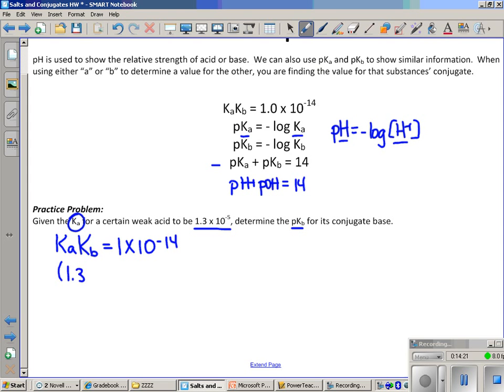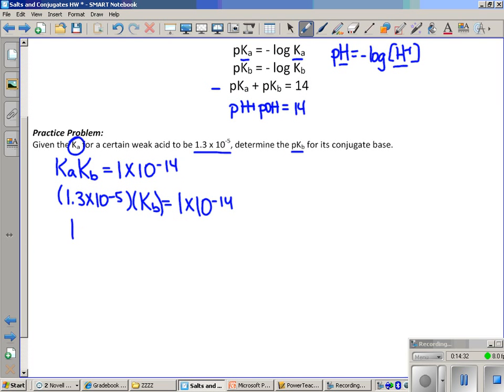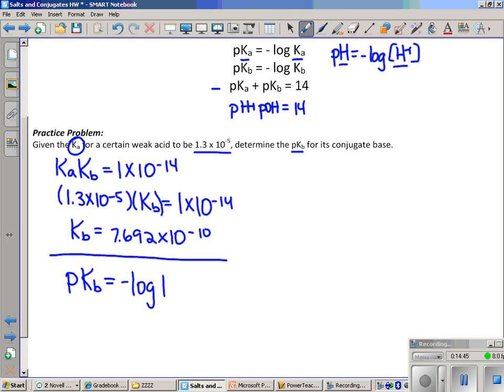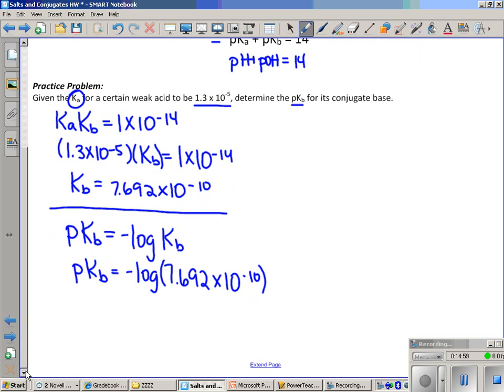So my Ka was 1.3 times 10 to the negative fifth times Kb equals 1 times 10 to the negative 14th. And then I'm just going to divide that over, and I get a Kb value of 7.692 times 10 to the negative 10. Okay, that's the first part of my problem. Now I'm going to do that pKb equals the negative log of Kb. All right, so pKb equals the negative log of 7.692 times 10 to the negative 10th, like that.